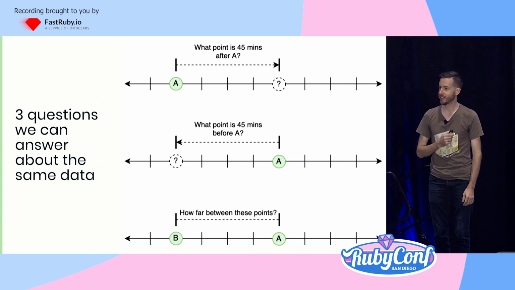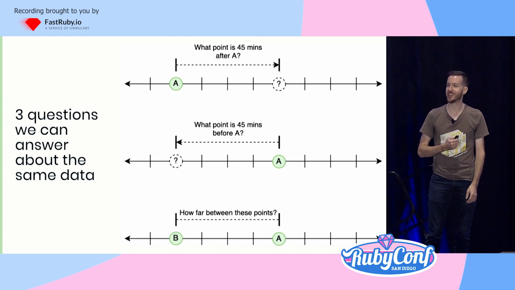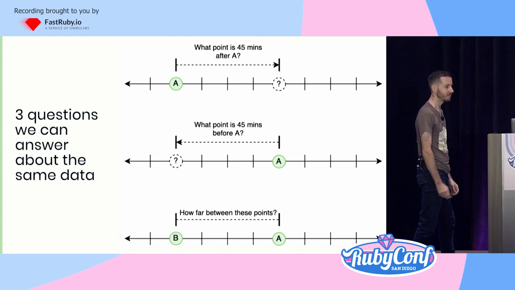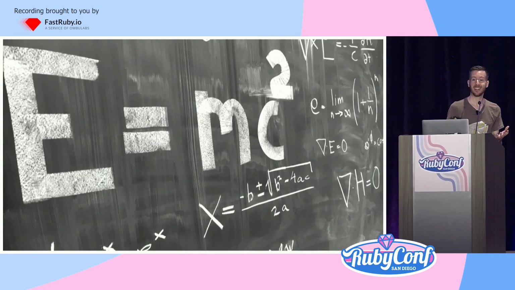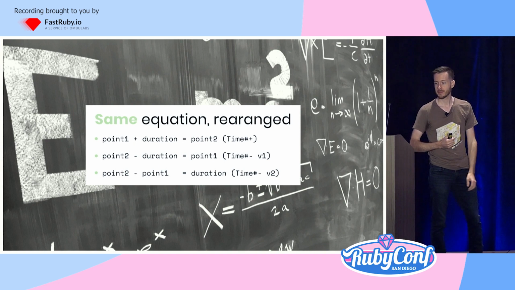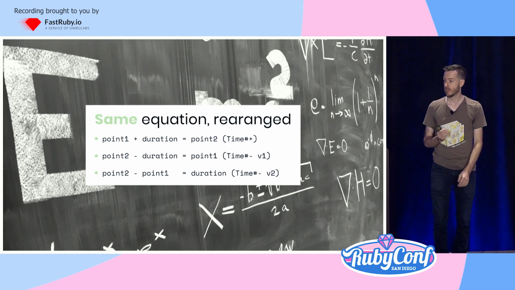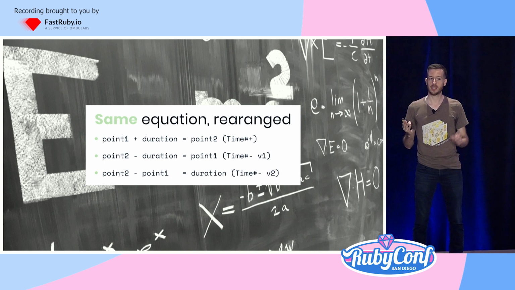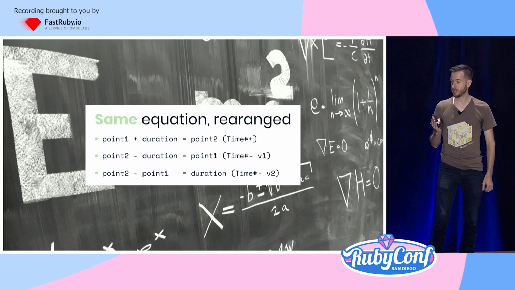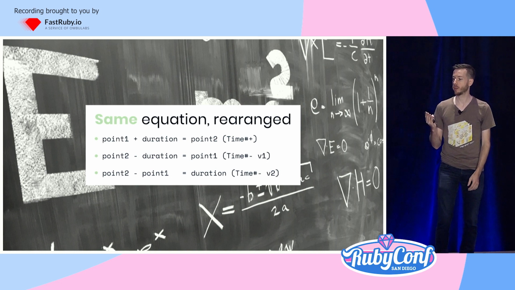And now some of you are probably having bad flashbacks to high school algebra class. This feels a little bit like solving an unknown in an equation. And you're not wrong. What we actually have here is the same equation, and we're just rearranging it to solve for a different value. So when we're adding, we say to find point 2, we can add point 1 and a duration. The first version of subtraction is solving for the origin point, where we can subtract the duration from point 2. And finally, if what we're trying to find is the duration between two points, we can subtract point 1 from point 2.